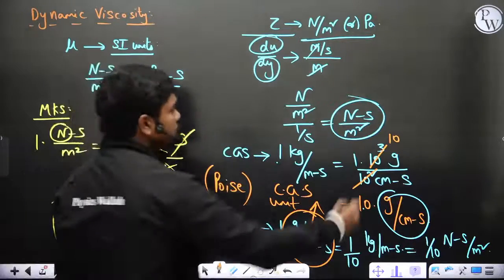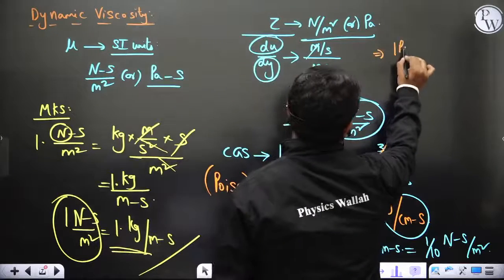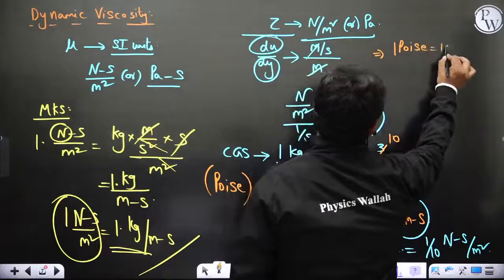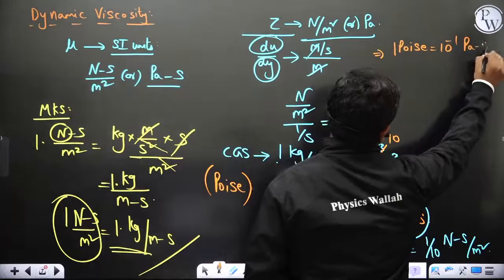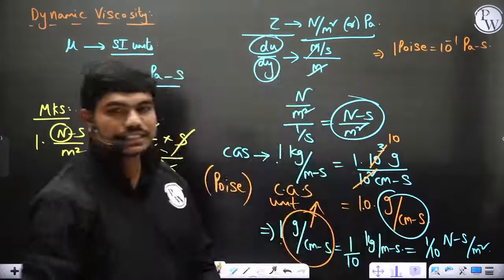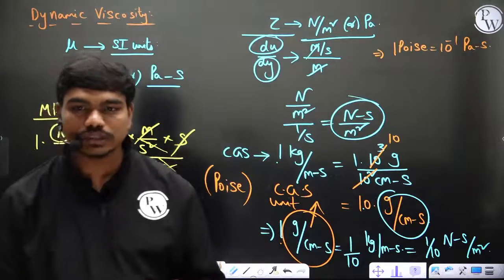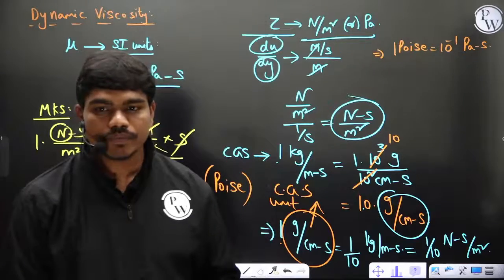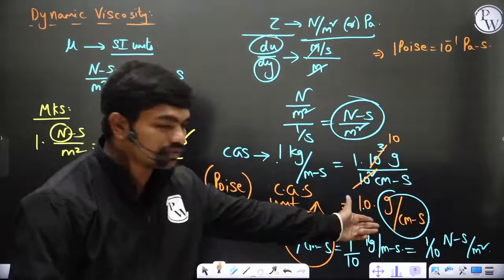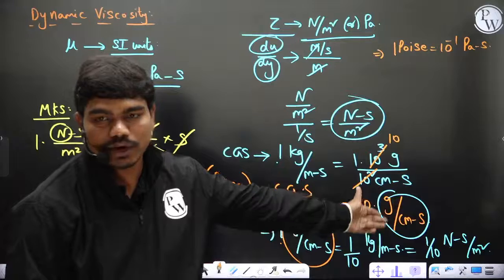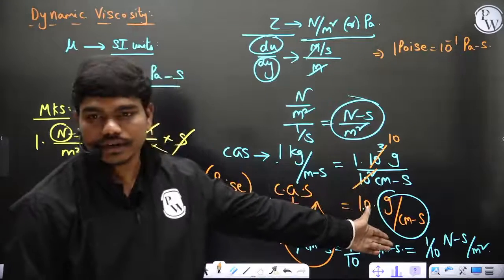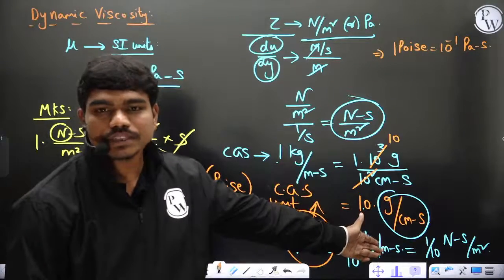Therefore 1 Poise is equal to 10 power minus 1 Pascal second. Clear? So that's what you have. This is how you have SI, MKS, and also CGS. Yes, 1 Poise is equal to 10 power minus 1, 1 by 10 you can see clearly. So 1 by 10 is 0.1, so 0.1 Pascal second. Is this clear to all of you? Please type.